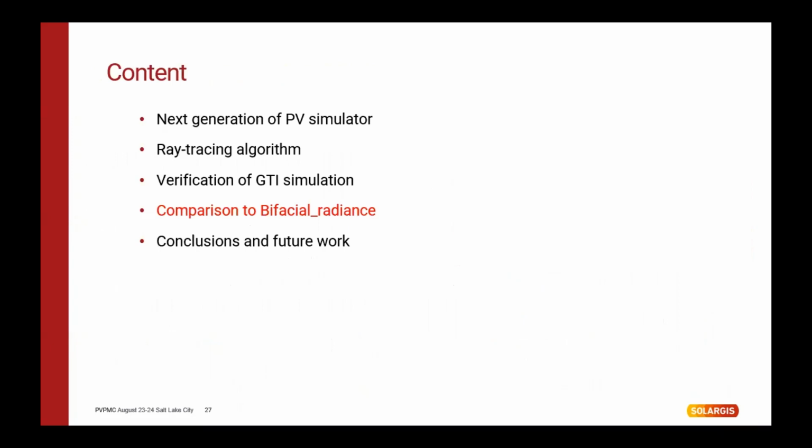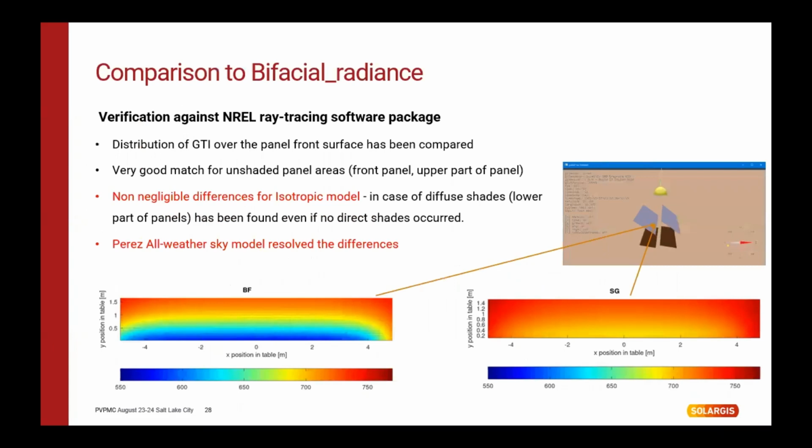The second part of the validation is the comparison to bifacial radiance, and this was very interesting to do. It was on one table of PV model simulation, front side of the modules, and we see big differences in the diffuse component. The difference we see here is that our bifacial radiance is based on an anisotropic model, and in this simulation we used the simple isotropic sky model.